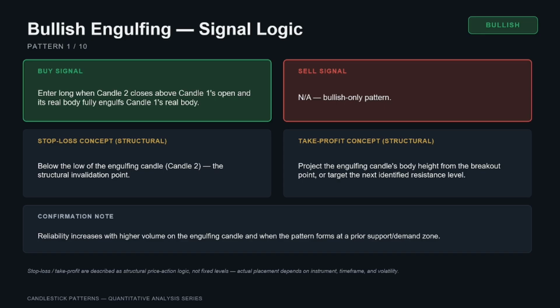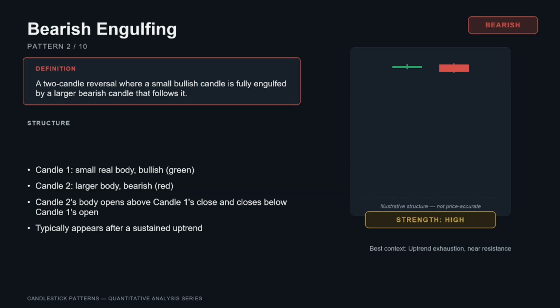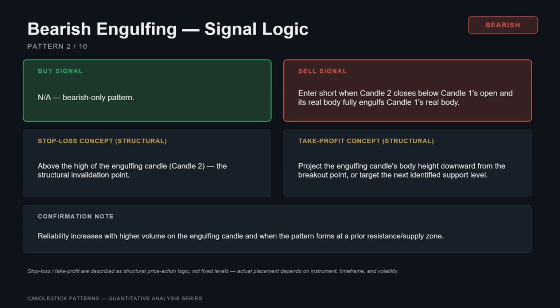Pattern 2. Bearish engulfing. The inverse: a small bullish candle fully engulfed by a larger bearish candle. Candle 2 opens above candle 1's close and closes below candle 1's open. Best context: uptrend exhaustion near resistance. Signal strength high.